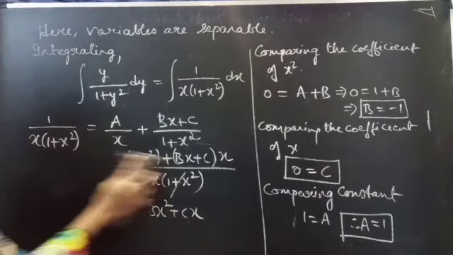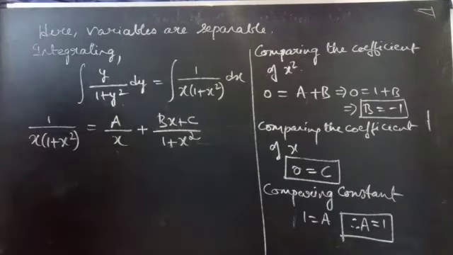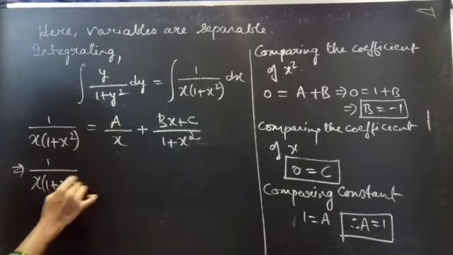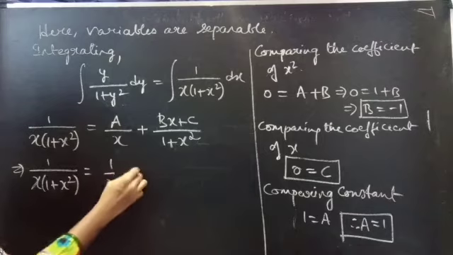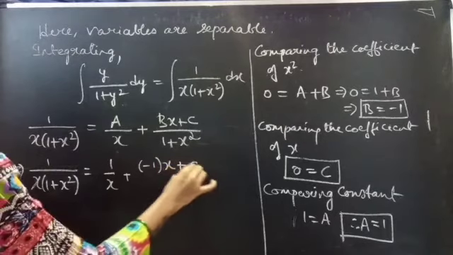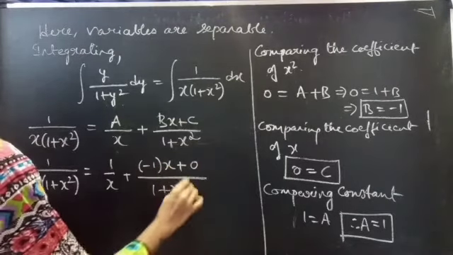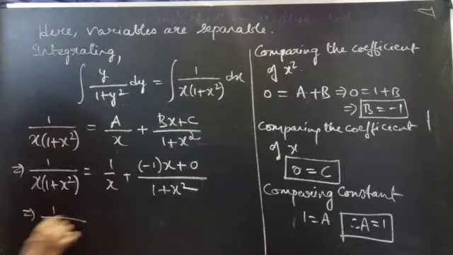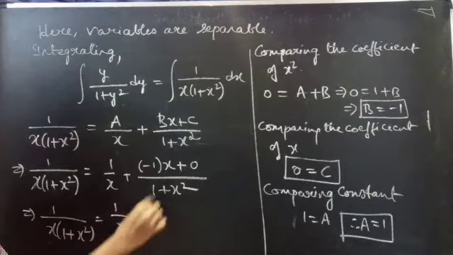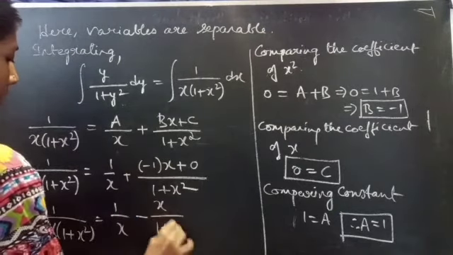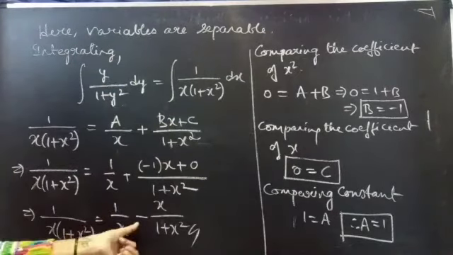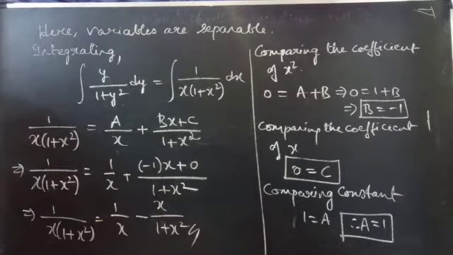Then we'll get 1 by x into (1 plus x square) equals a by x, that is 1 by x, plus b, that is minus 1, into x plus c, that is 0, by (1 plus x square). From this we'll get 1 by x into (1 plus x square) equals 1 by x minus x by (1 plus x square). So here you can replace this integrand by 1 by x minus x by (1 plus x square).